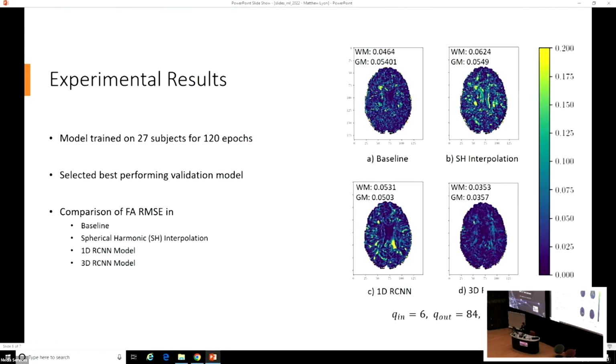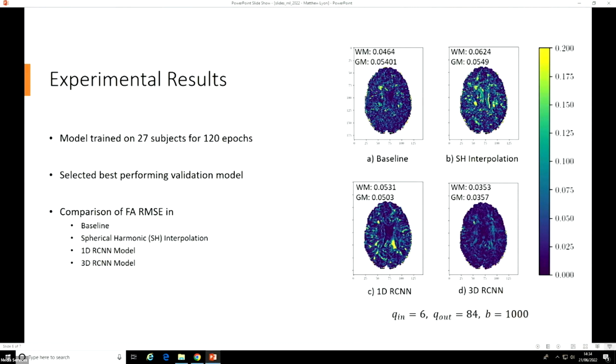In addition to just inferring the raw diffusion data, we also compared performance in a downstream analysis technique. We chose diffusion tensor imaging because of its ubiquity in a clinical setting. It's very widely used. In this case, we had an additional baseline of constructing this diffusion tensor imaging data from just the subsampled context data set. That formed our main baseline. And in this case, we found that only the three-dimensional RCNN performed better than this baseline.